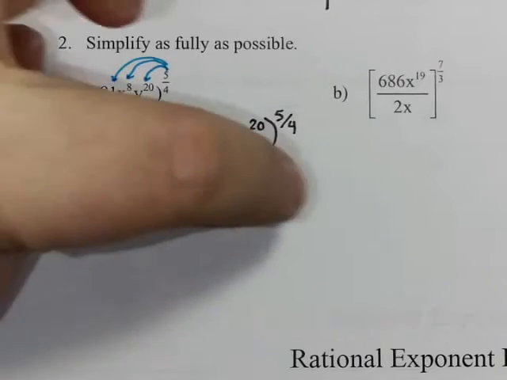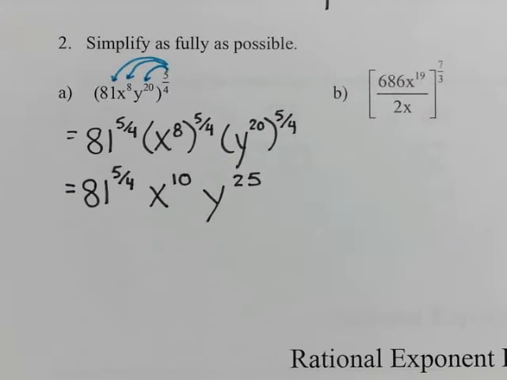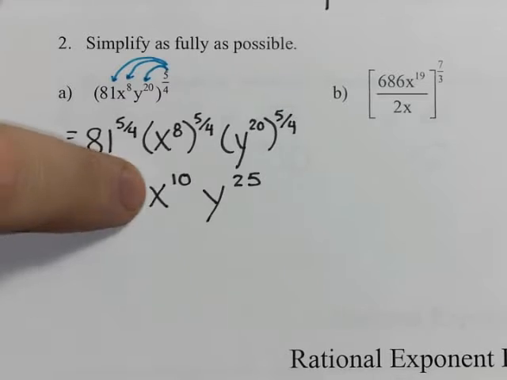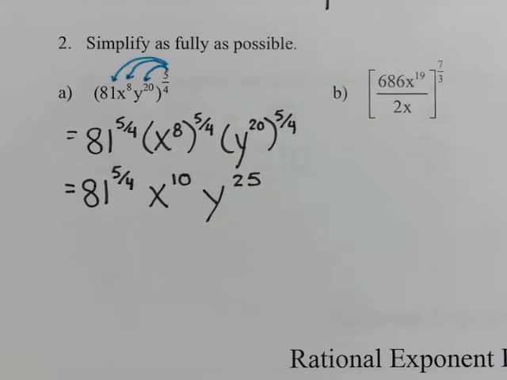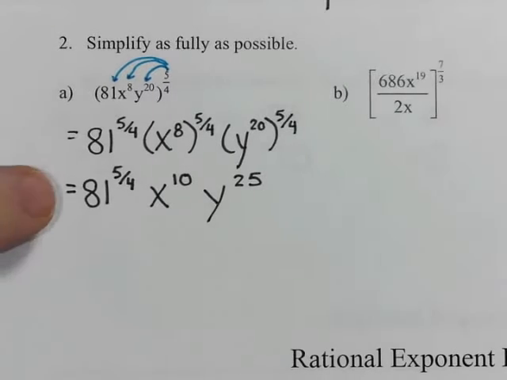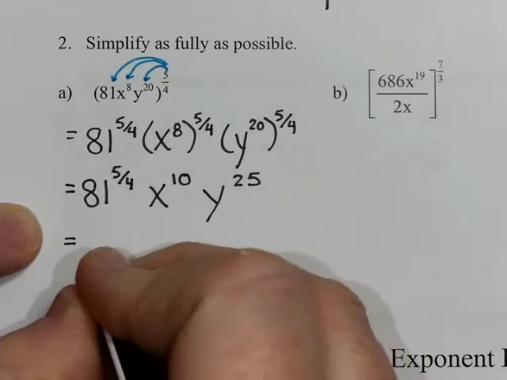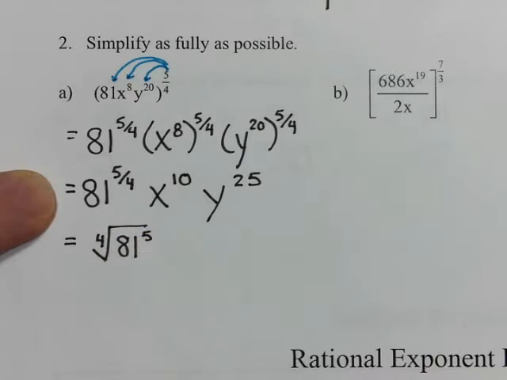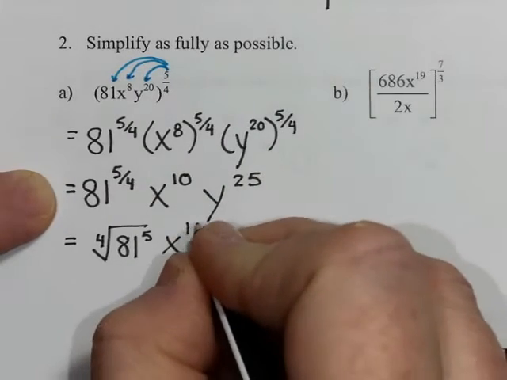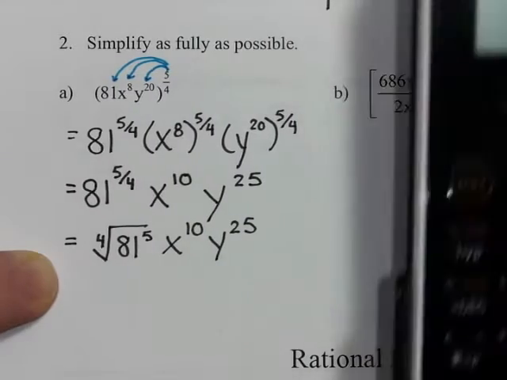So I notice that 2 of the exponents now aren't fractions at all, and it's just the one on the 81 that is still a fractional exponent. So I'm going to leave the x to the 10 and the y to the 25 alone, but the 81 to the power of 5 over 4, I am going to try to write that as a root or a radical and then see if I can evaluate. So this is going to be the number on the bottom, the 4, becomes a root. So this is the 4th root of 81 to the power of 5 times x to the 10, y to the 25. And then I'm going to use my calculator to see if I can calculate that.